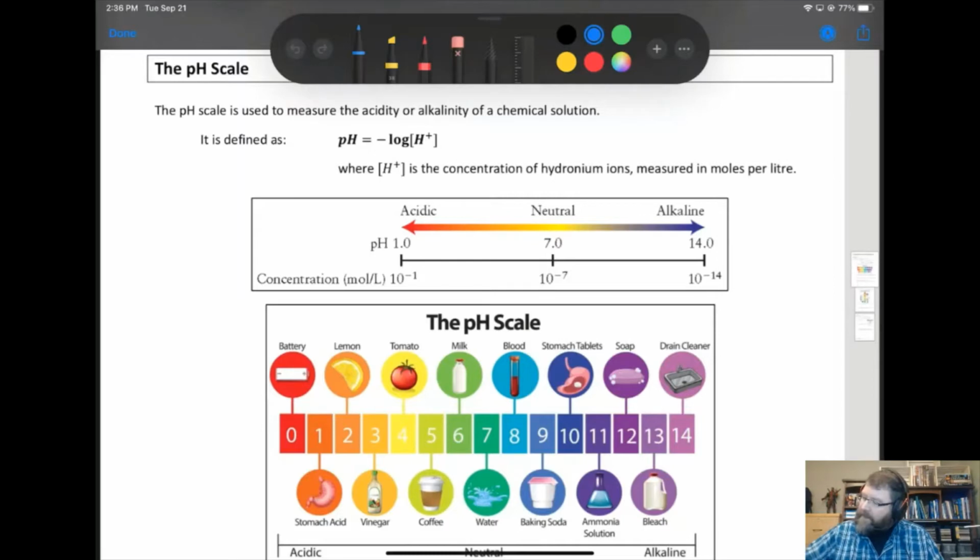But anyway, the definition of pH, I'm just going to put a little box around it up here. It's the negative of the logarithm of the hydronium ions. So basically the H plus ions.